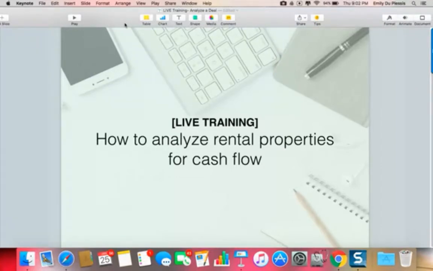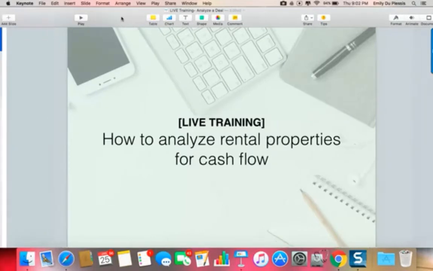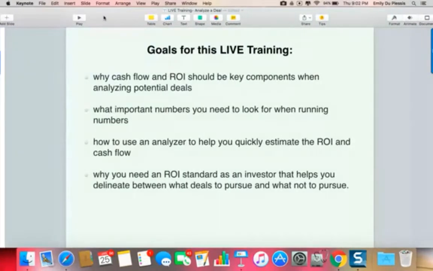Tonight I'm going over how to analyze rental properties for cash flow. My goals for this live training are, one, I want to make sure you understand why cash flow and ROI should be key components when you're analyzing potential deals. I'm going to talk about what important numbers you need to look for when you're running the property analysis, or "running numbers," as we typically call it. I also want to talk about how to use an analyzer or a calculator, some sort of tool or resource to help you quickly estimate the ROI and cash flow. And I'm also going to talk about why you absolutely need an ROI standard as an investor, which helps you delineate between what deals to pursue and what not to pursue.